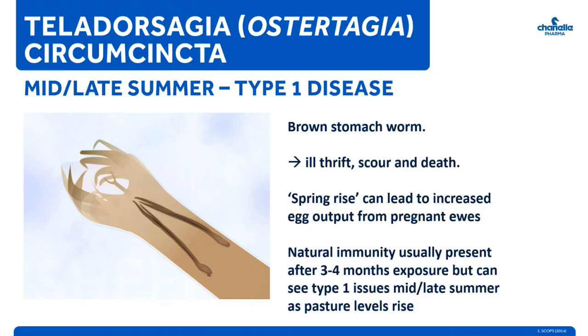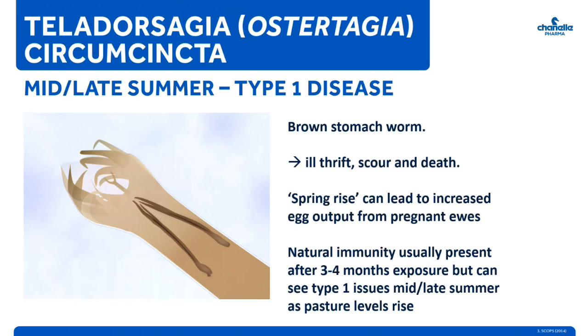These nematodes cause damage to the abomasum as they emerge from the stomach wall as part of their life cycle. This results in profound scour, ill thrift, and possibly death, especially in mid to late summer as pasture levels rise. This essentially is the sheep version of Ostertagia in cattle, which we shall be discussing shortly. Unlike Ostertagia, it has two types, type 1 and type 2 subtypes of the disease, and these are characterized by the time of year they occur.